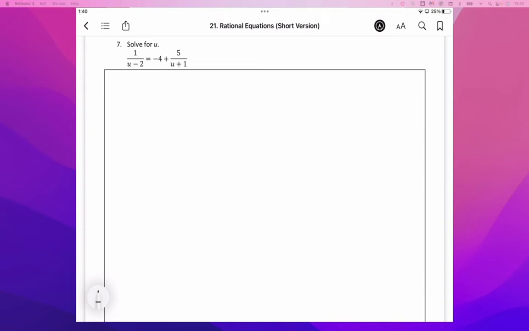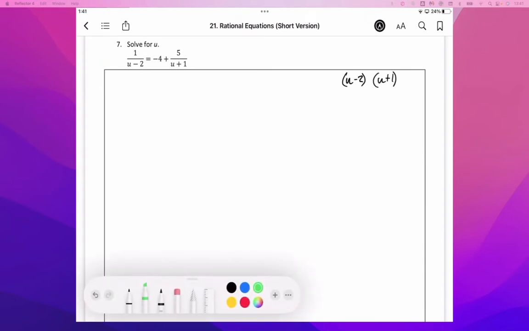So we are going to find a common denominator that we could multiply everything by. Our two denominators are u minus 2 and u plus 1. I can't factor either one of them, and they are unique. So I need both of them to create my least common denominator. So we're going to multiply everything by u minus 2 times u plus 1.